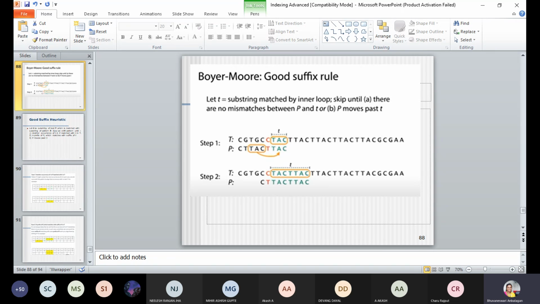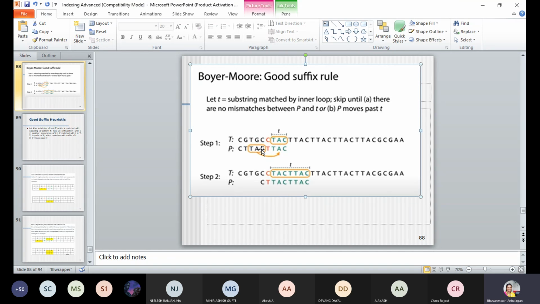The advantage of going with the Boyer-Moore algorithm is that we are tracking from right to left and we have two different rules: one is the bad character heuristic and the other is the good suffix rule. We can easily identify where this particular pattern is occurring in the text, whether this TAC is occurring again anywhere in the pattern, so that we can align the pattern in such a way that within a few iterations we can quickly identify that particular text.